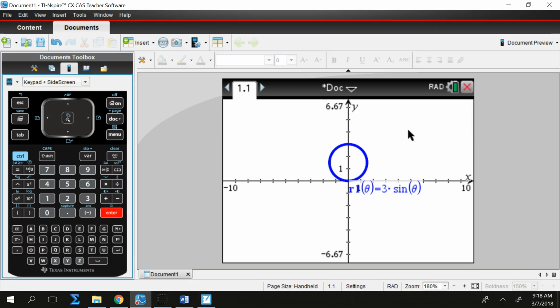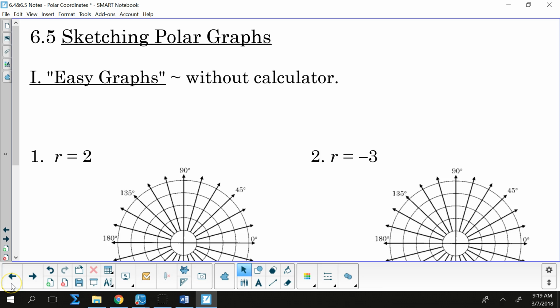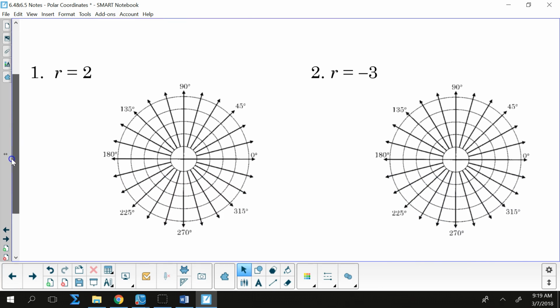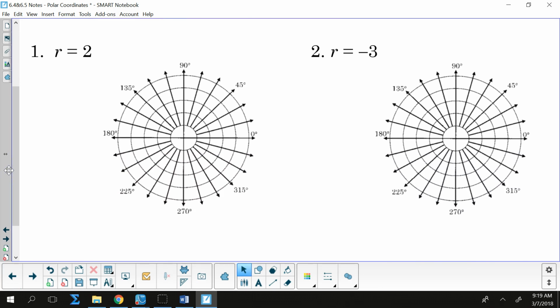Okay, so let's graph polar equations now. We're going to graph some polar equations. What I would like you to do is, I think you can handle these two. I want you to graph those two polar equations and also convert them into rectangular. Okay? Go for it.